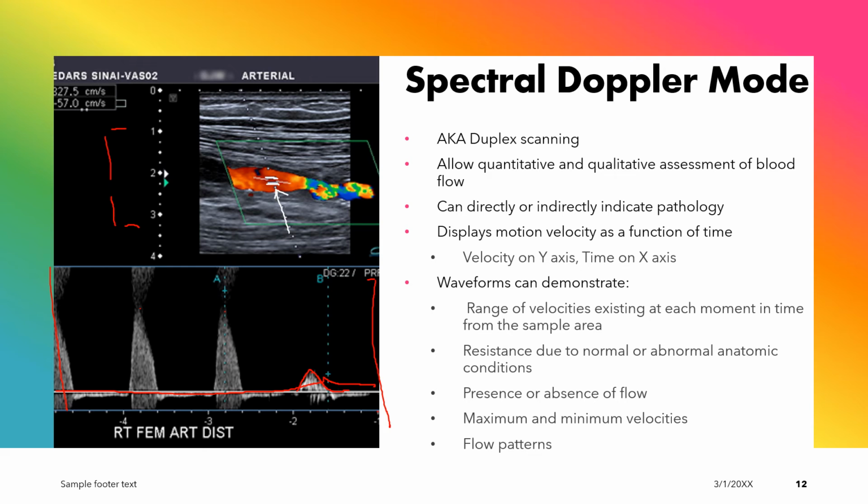So here we have our range gate right here in the center of the vessel, and again we can open it or close it. When I hit my spectral on button, it will start collecting velocity information just within this cursor, and it will depict the range of velocities that are occurring within this cursor in a particular moment of time.